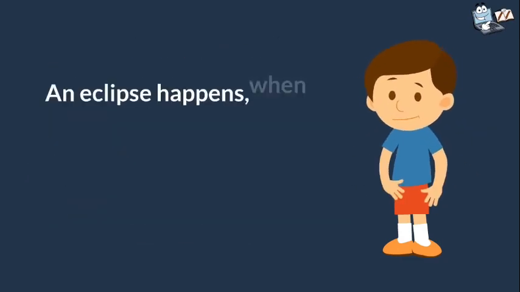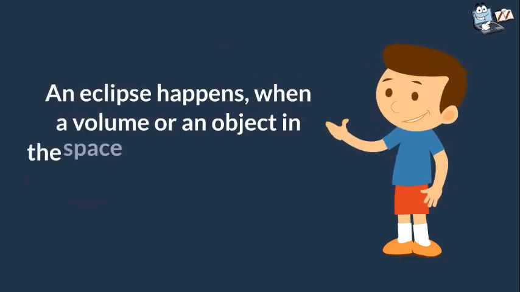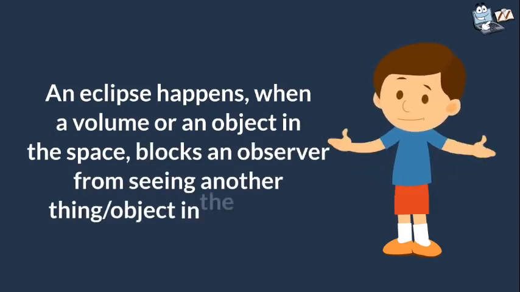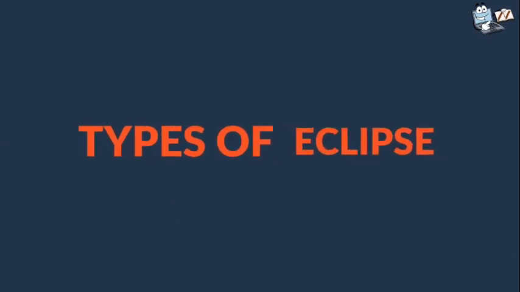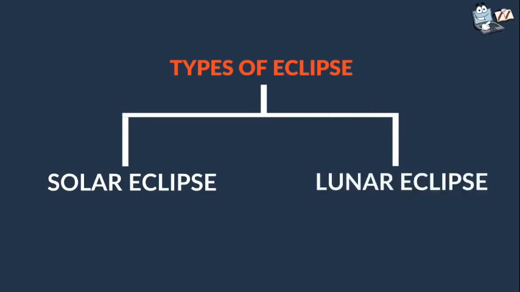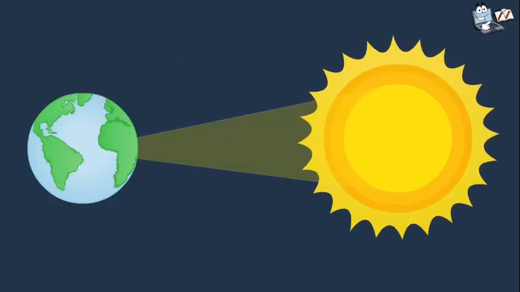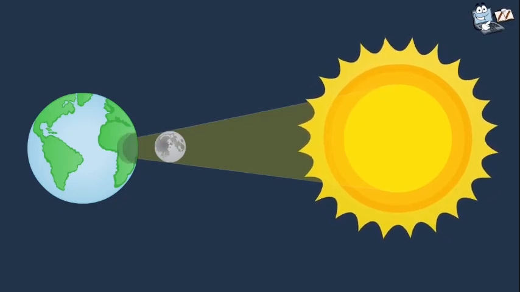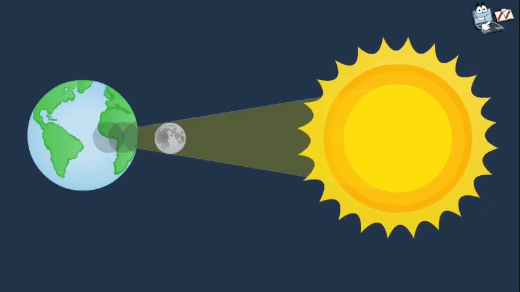An eclipse happens when an object in space blocks an observer from seeing another object in space. From our Earth, there are two kinds of eclipses. First, solar eclipses, and second, lunar eclipses. A solar eclipse happens when the moon comes in front of the sun, causing a shadow to fall on some parts of our Earth.